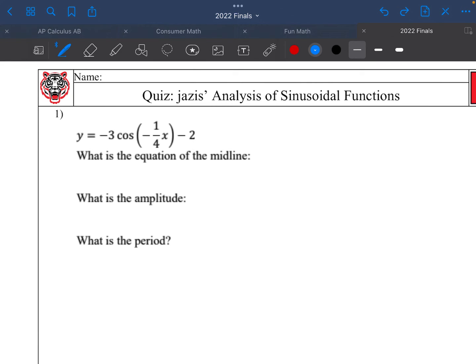The equation of the midline: this number will always affect the midline, and it's always going to be y equals.